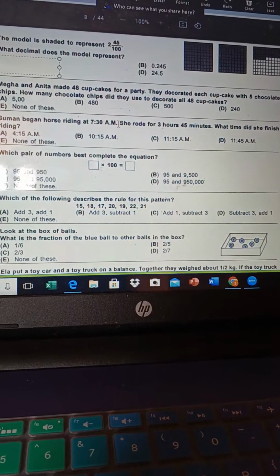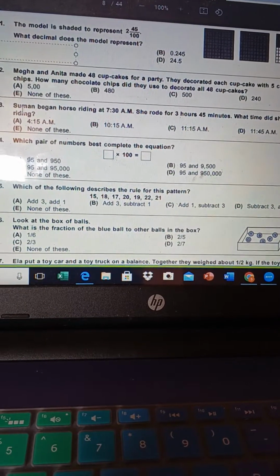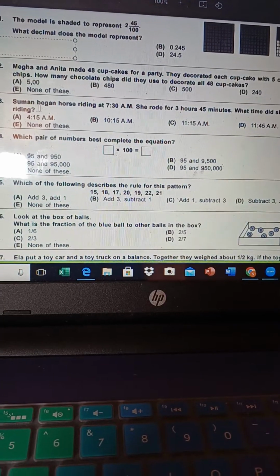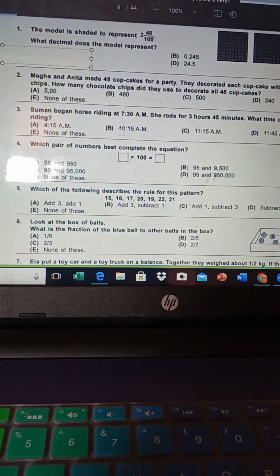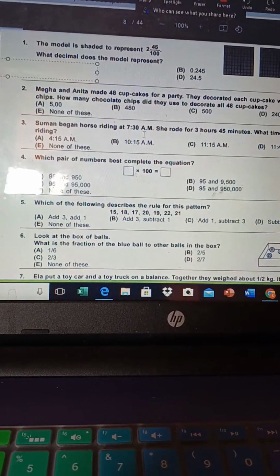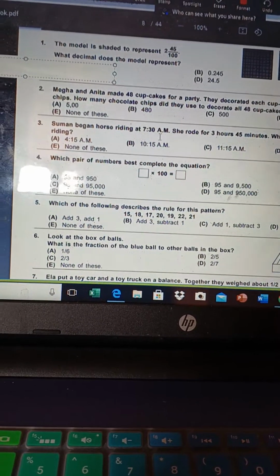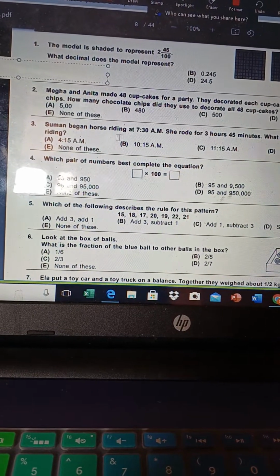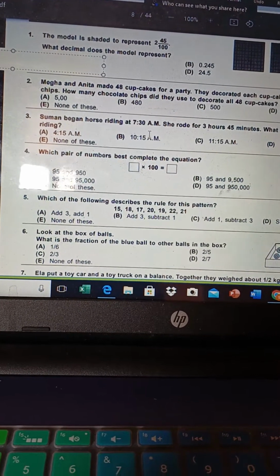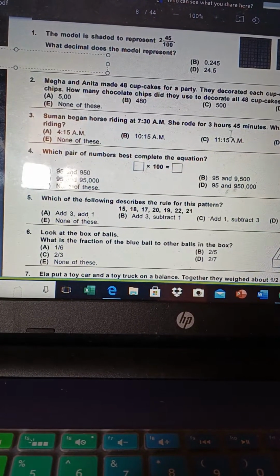If the sum was given in this way, Schumann finished her horse riding at 7:30 a.m., at what time did she start her riding? Then in that case we would have had to subtract. But in this case, since it is saying Schumann has already started the horse riding, we just have to add these two numbers.